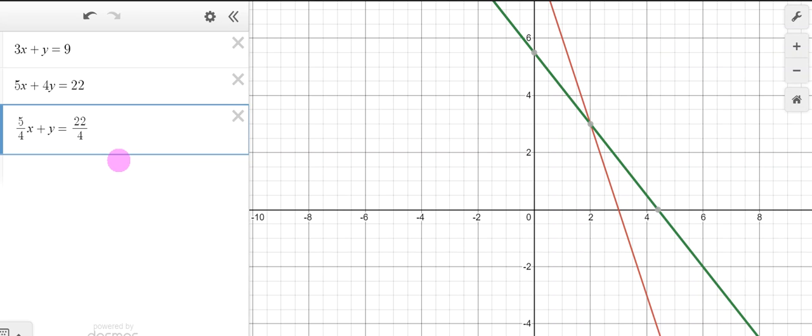The principle that Hannah's just told us is exactly right. But I could get there and have easier numbers. So instead of dividing this one by 4, what could I do instead?